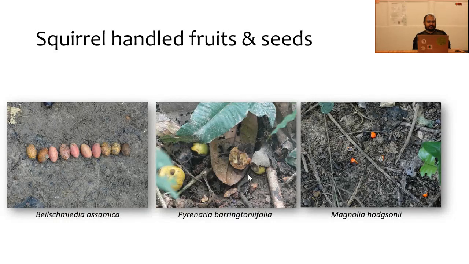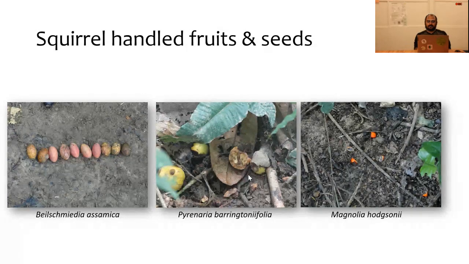Here, as I said before, squirrels handle seeds differently. Now, notice the leftmost photo. The pinkish colored fruits are generally the fruits that are regurgitated by hornbills. But other than the pinkish seeds, they are dropped by the mammalian giant squirrel, and you can see their bite marks. So that's how I generally figure out what the agent causing this is. I generally go and observe their bite marks.